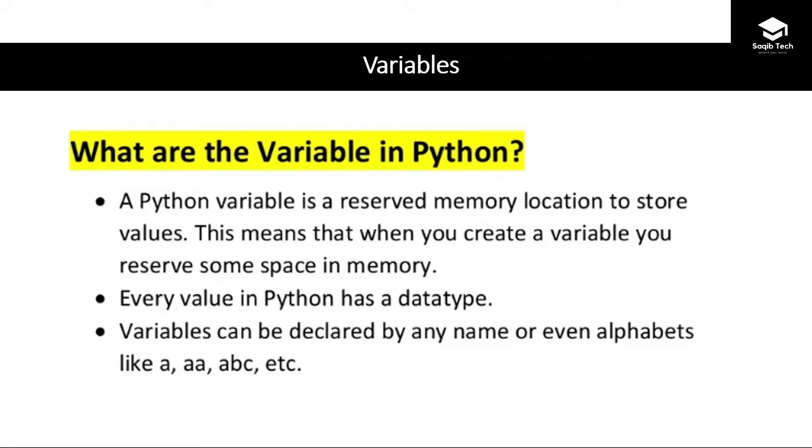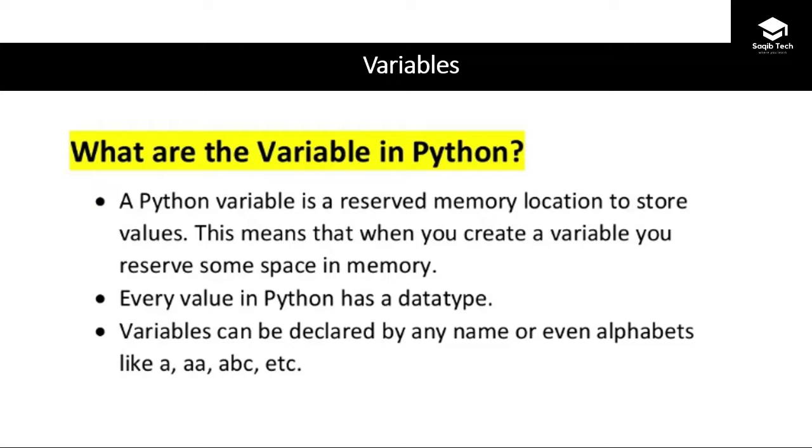First, all of you must know what a variable is. Let's make it simple: a variable is used to store values. When we are coding, we need to store our values in something, and in coding it's called a variable. A Python variable is a reserved memory location to store values. This means that when you create a variable, you reserve some space in memory, and whenever you need it, you call that variable, and that value will be fetched from memory, displayed, and used whenever you need.